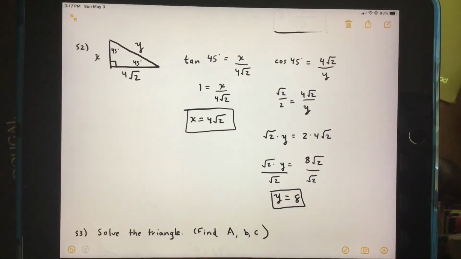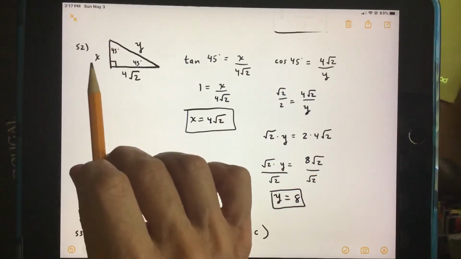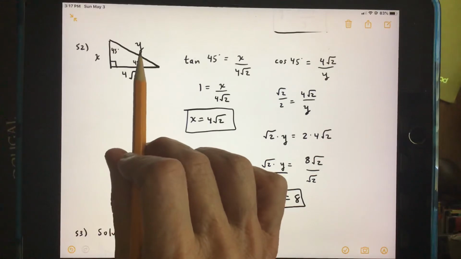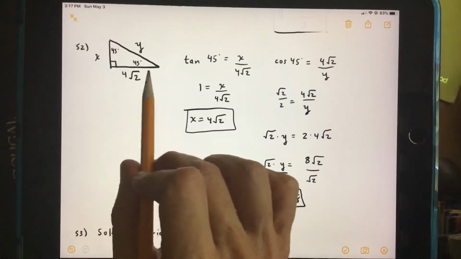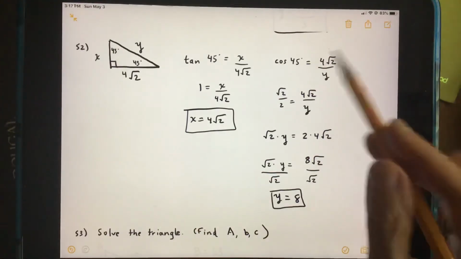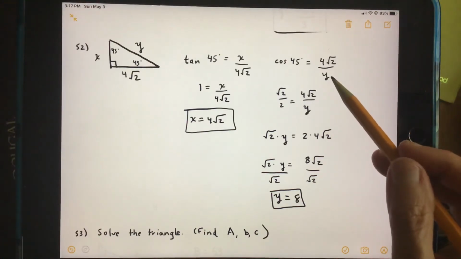What about the hypotenuse? Well, to find the hypotenuse, I know this leg is 4 root 2. That's safe. If I made a mistake on the other one, I don't want to use it, so I'm going to choose this one. And then the hypotenuse is y. So for this 45-degree angle here, that would be the adjacent leg, 4 root 2, over the hypotenuse. So the cosine of 45 degrees is my adjacent leg, labeled 4 root 2, over my hypotenuse y.